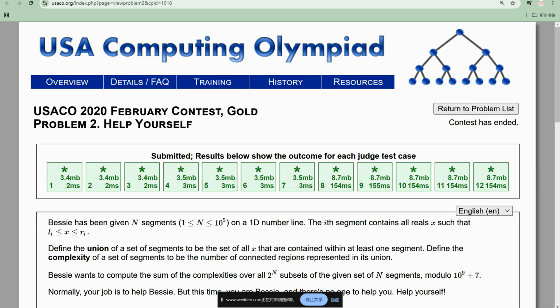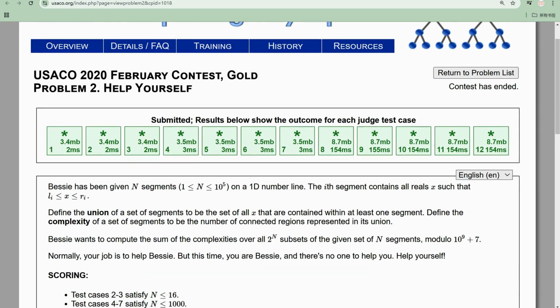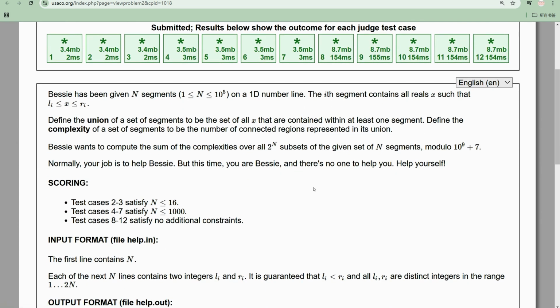Okay, so the problem we're looking at today is the USACO 2020 February contest gold problem 2, Help Yourself. You can pause the video first and look through the problem yourself. Okay, I assume you read the problem. So this problem is really straightforward.